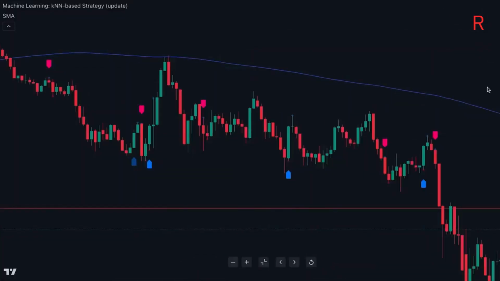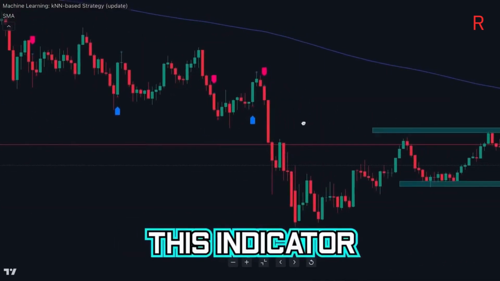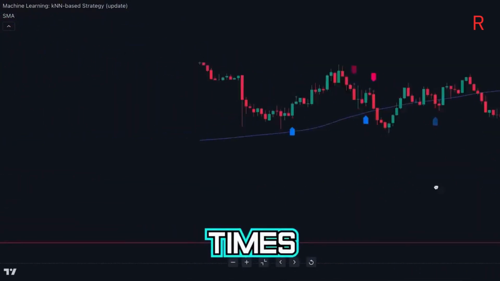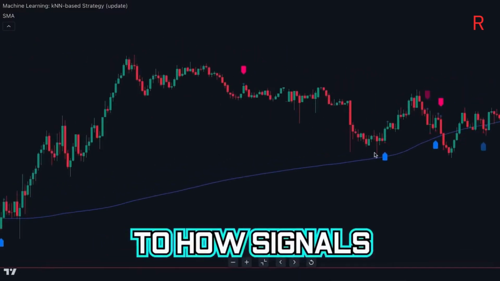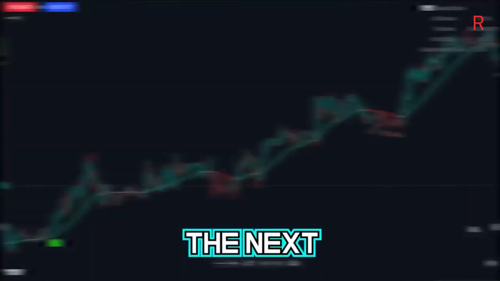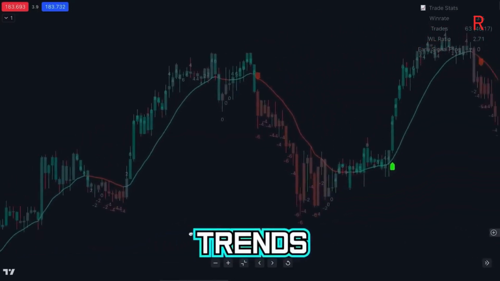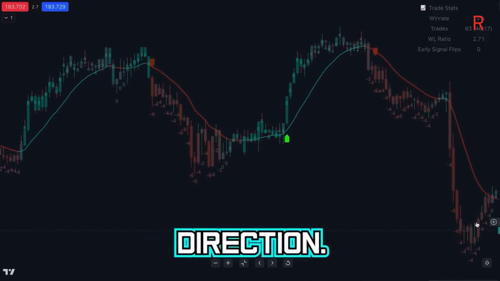So once again, this indicator is good for short-term trading. If you are looking to get in and out of the market quickly, this might be a good indicator for you. The drawbacks are that this indicator does not do well in holding long-term trends, and there are occasionally times where this indicator will repaint signals in the replay mode due to how signals are processed. The next indicator we will discuss is far better at holding longer-term trends, and is great to use alongside your analysis to determine market direction.